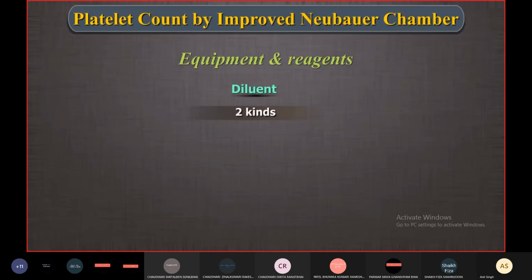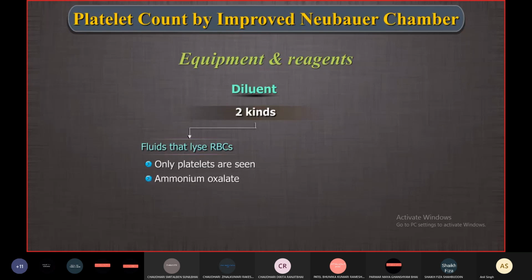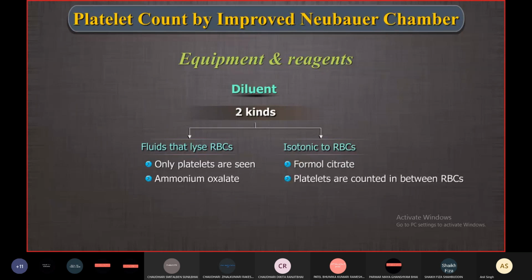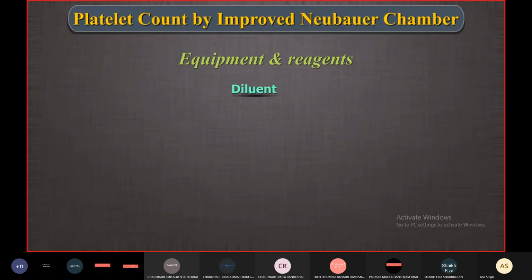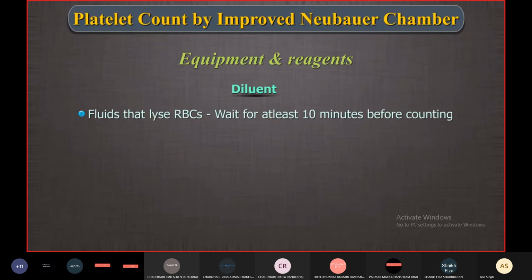Diluent. There are two kinds of platelet fluids available. Fluids that lyse RBCs so that only platelets are seen on the field. Example, ammonium oxalate. Those that are isotonic to RBCs and will not lyse them. Example, formal citrate. In this case, the platelets are to be counted in between RBCs. If you are using fluids that lyse RBCs, wait for at least 10 minutes so that the RBCs can be lysed before counts are done.